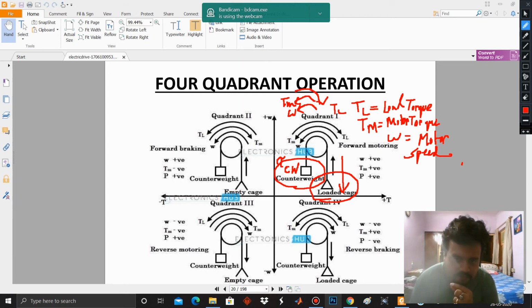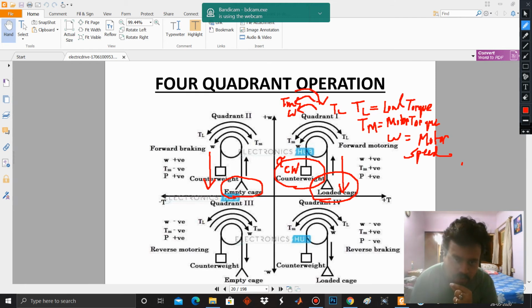Now as I move from the first quadrant to the second quadrant, what is happening? The loaded cage, initially it was here, but here you see the empty cage. That means the load has been lifted off. So now the cage becomes empty. What will be the condition of the load? The counterweight will try to move the empty cage in the downward direction.